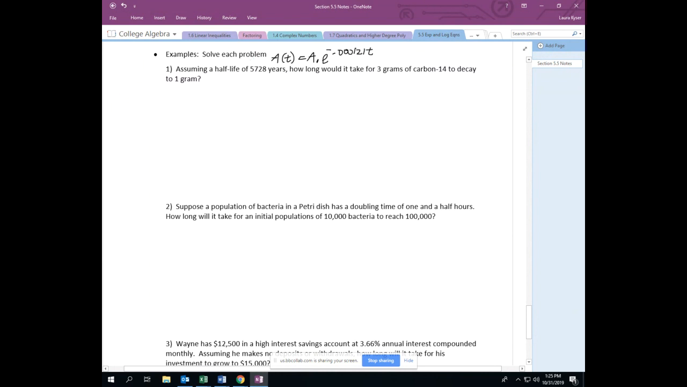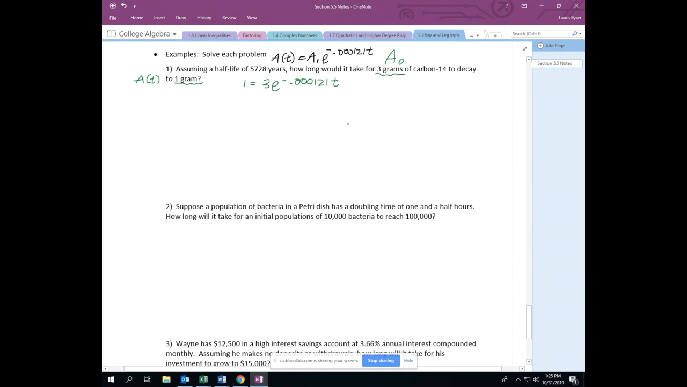So assuming the half-life is going along with this carbon-14 decay, it says how long is it going to take 3 grams to become 1 gram? So 3 grams is the initial amount. That's the A sub 0. 1 gram is the future amount. That's A of T. And we're looking for what T actually is. So we're going to plug these two values in. And it's going to look like 1 equals 3 e to the negative 0.000121 t power.